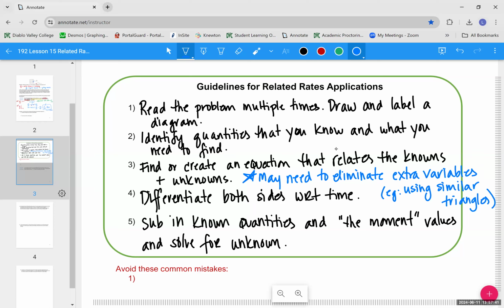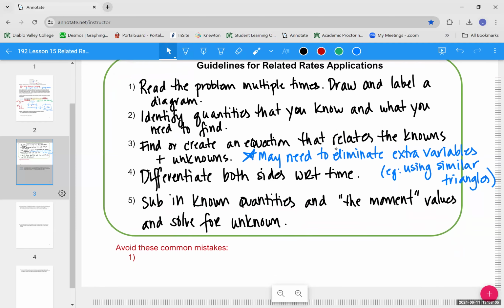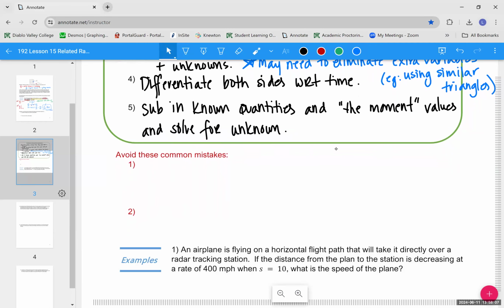But if you have, let's say we were doing something that had a volume and it had both a radius and a height, but you didn't know anything about the height, you only knew about the radius, you're going to have to eliminate that height from your equation before you take a derivative. Otherwise, you're going to have a dH/dt that you can't fill in, and you'll have too many unknowns. So we will get to an example of that in the next video.